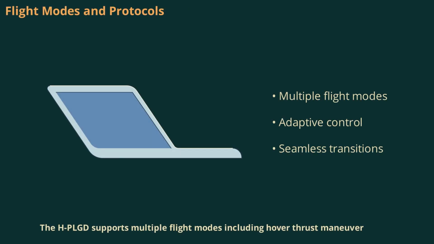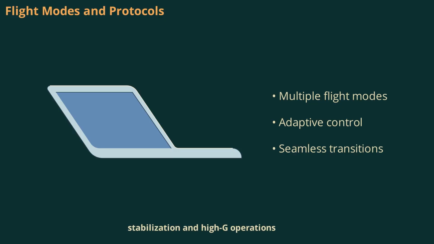H-PLGD supports multiple flight modes, including hover, thrust, maneuver, stabilization, and high-G operations. Each mode is executed by adjusting curvature gradients, phase maps, and plasma settings. The global field orchestrator selects and transitions between modes based on mission requirements and environmental conditions.